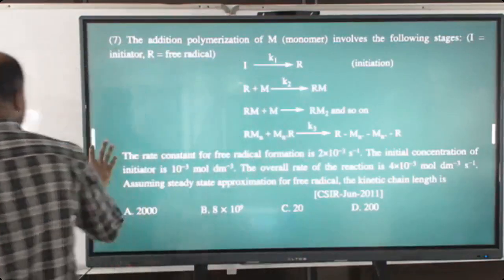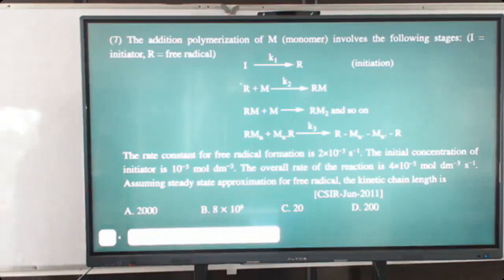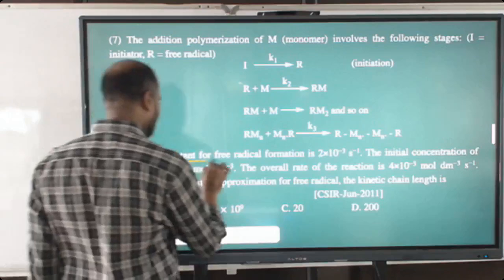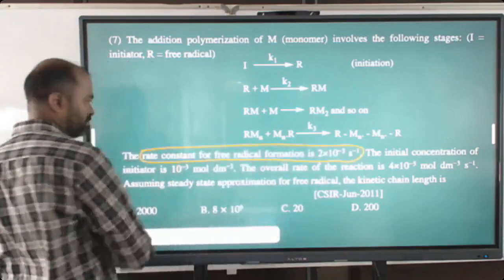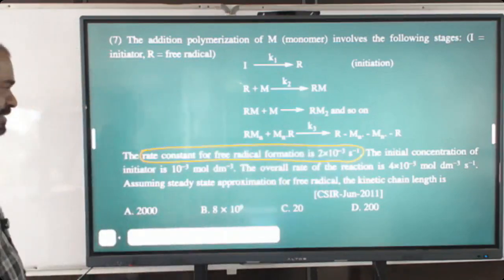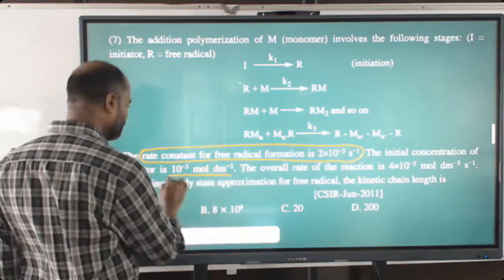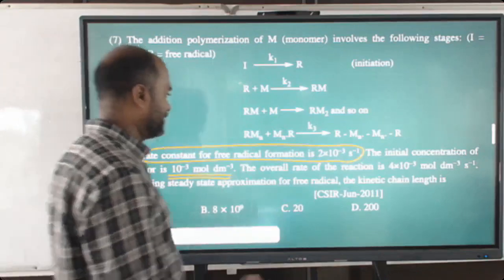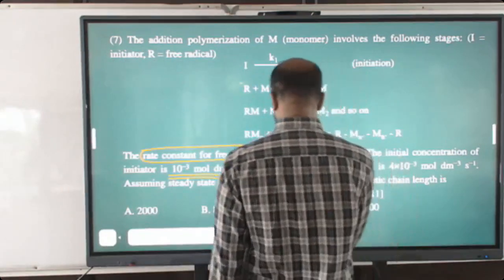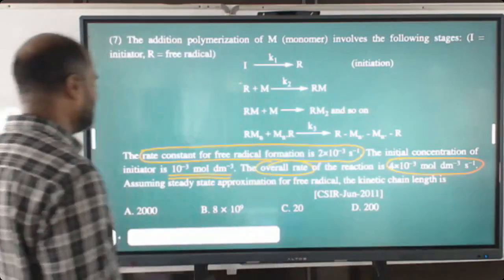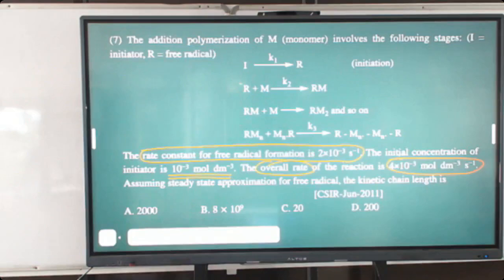Question number 7. The addition polymerization of M involves the following stages. The rate constant for free radical formation is given. The initial concentration of the initiator is given, that is 10 raised to minus 3 mole per decimeter cube. The overall rate is also given. Assuming steady state approximation, what is the kinetic chain length?